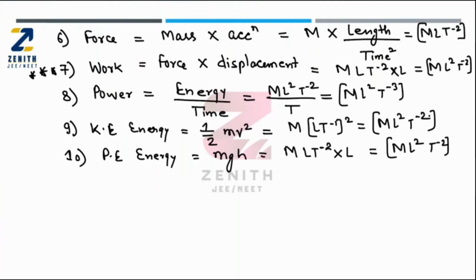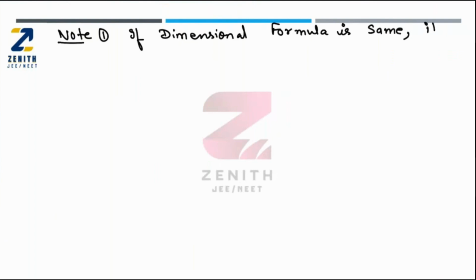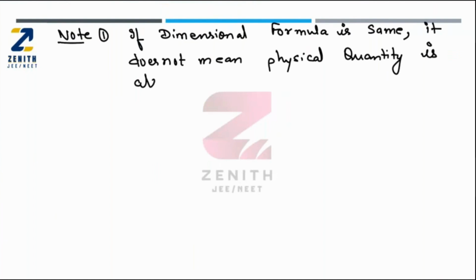Now I want to discuss one important note point from these, these 7, 9 and 10th points. So the first note point is, if dimensional formula is same, it does not mean physical quantity is also same. Very, very important.